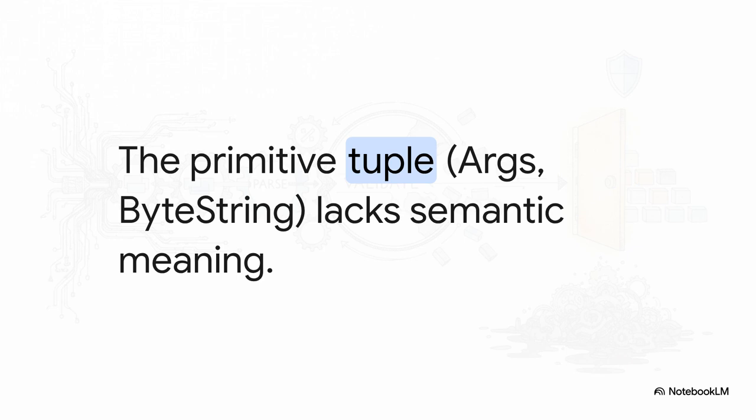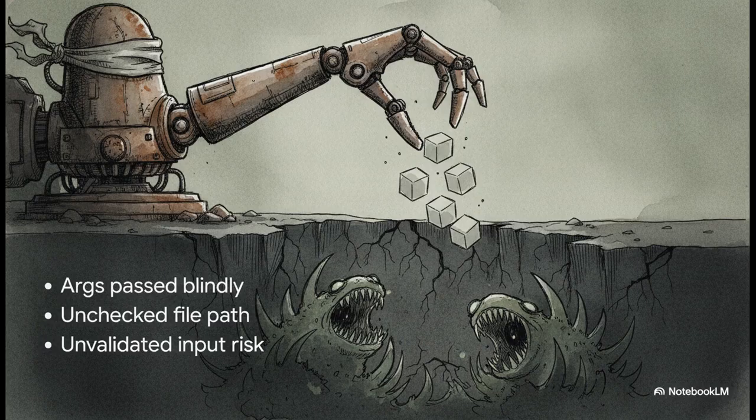But architecturally, it is completely lacking in semantic meaning. It tells the next function absolutely nothing about the state or safety of the data inside it. And that is where the hidden danger lies. Because it was just a primitive tuple, that args record was being passed around completely blindly. There was literally zero guarantee that the file path inside had ever been checked. It was a totally fragile setup. Any calling code further down the pipeline was constantly at risk of processing unvalidated input simply because the tuple itself couldn't prove that a validation step had ever actually happened.